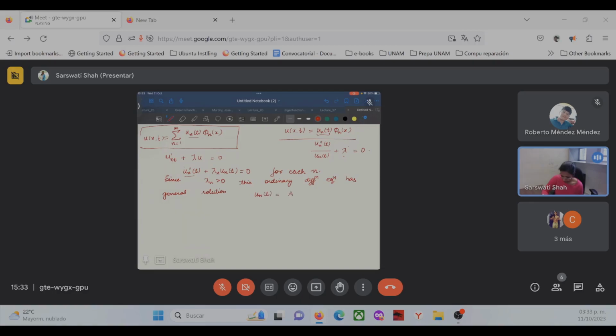u_n(t) is equals to a_n cos of square root of lambda_n t plus b_n sine of square root of lambda_n t. Now at t equals to 0, we obtain u_n(0) is equals to a_n.